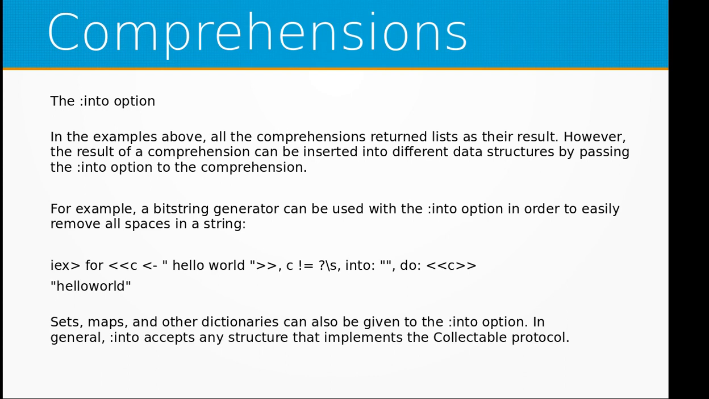Let's look at the into option. In the examples above, all the comprehensions returned list as their result. However, the result of a comprehension can be inserted into different data structures by passing the into option to the comprehension. For example, a BitString generator can be used with the into option in order to easily remove all spaces in a string.